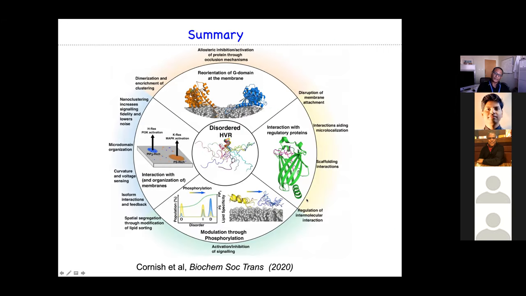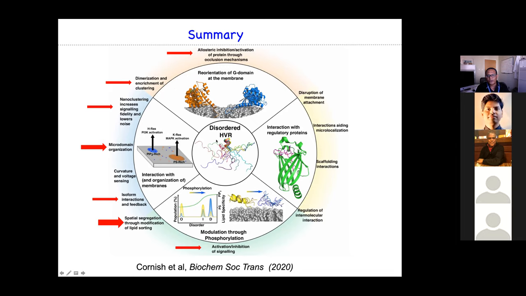And here is my summary slide. I borrowed this from Helen Mott's recent review. It really highlights everything that I was talking about. So all these arrows and highlights have been what we have been really talking about. This dynamics of the HVR matters for allosteric inhibition, activation, or dimerization. I haven't really talked about dimerization much, but we have done a lot of work there. Nanoclustering, microdomain organization, isoform sensitivity, specific interactions, special lateral dynamics, and so forth.